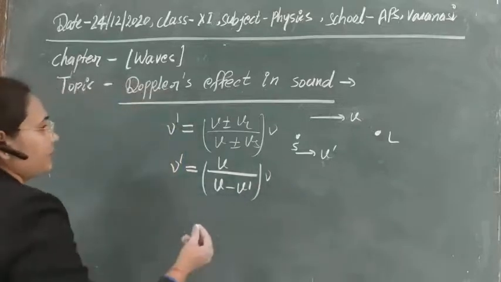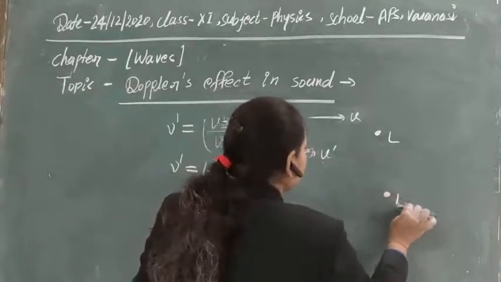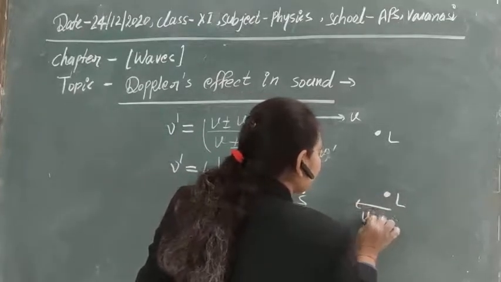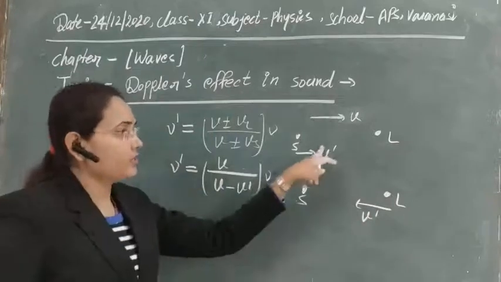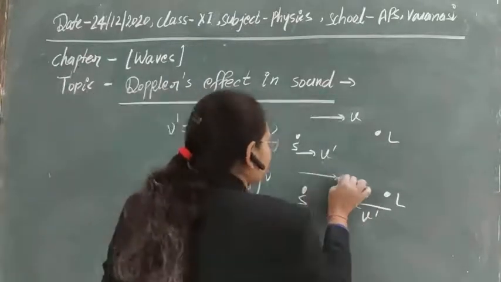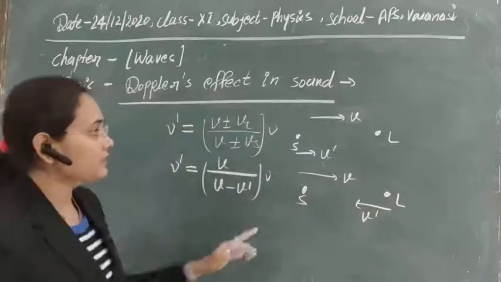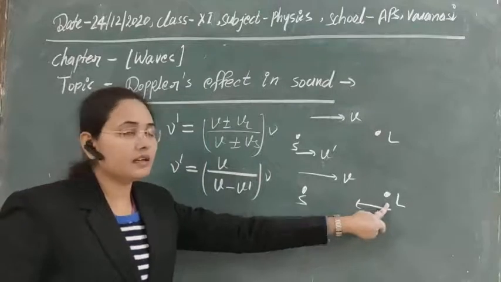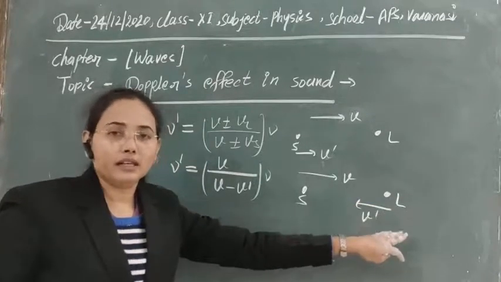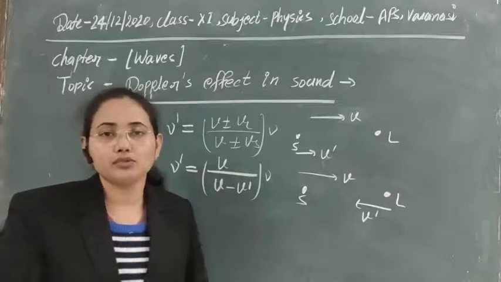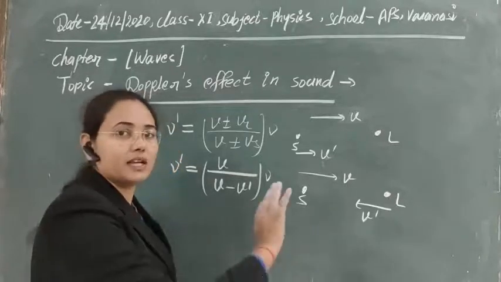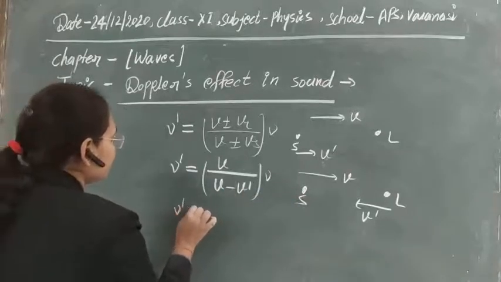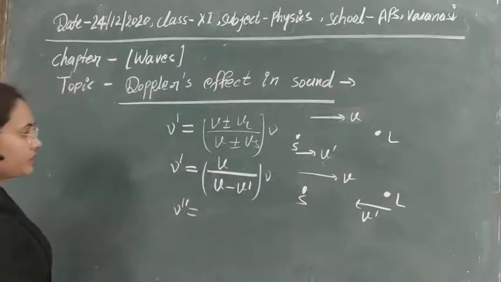In the second case, this is our source, at rest, and the listener is moving towards the source with the same velocity V' as we took here, and this is the velocity of sound, moving towards the listener. This time the frequency heard by the listener will also be increased. You know that whenever there is approaching motion, we get increased frequency. We have already proved it. So let's see what the frequency will be here. Suppose I write it as μ''.